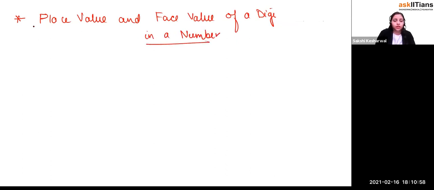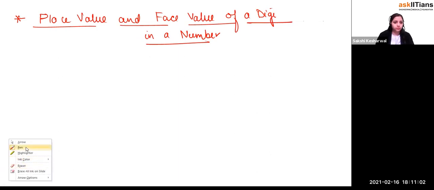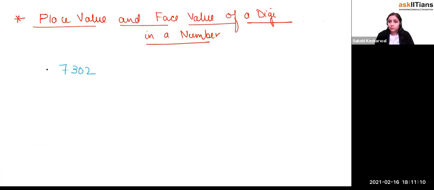In a number, right? So if I give you 7,302, this we have done. If I talk about the place value, it's where the 7 is standing. If you write this in the expanded form, which we have already done in class 5th grade, it will be 7 into 1000, plus 3 into 100, plus 0 into 10, plus 2. So 7 is standing at which place? 1000 place, right?